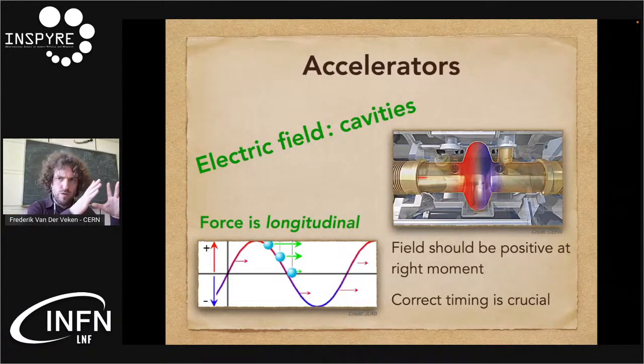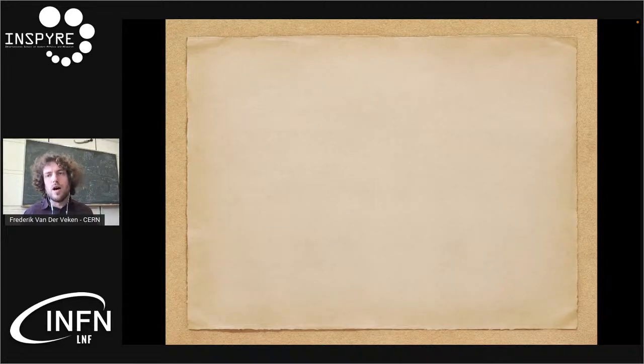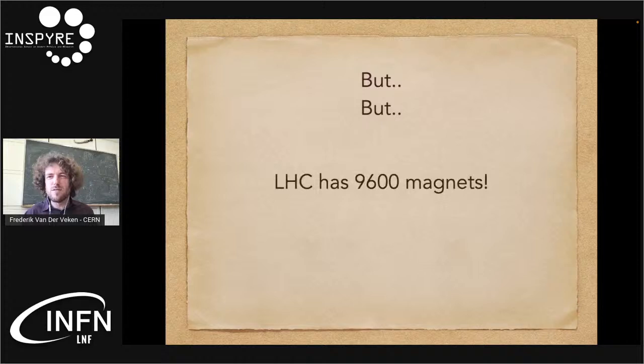So we have the magnets, which failed. We don't use them. We have the electric cavities, which give acceleration. Well, now I'm a bit contradicting myself, right? Because I said the LHC has 9,600 magnets. So we don't use them? This is not true. Why do we use them then?